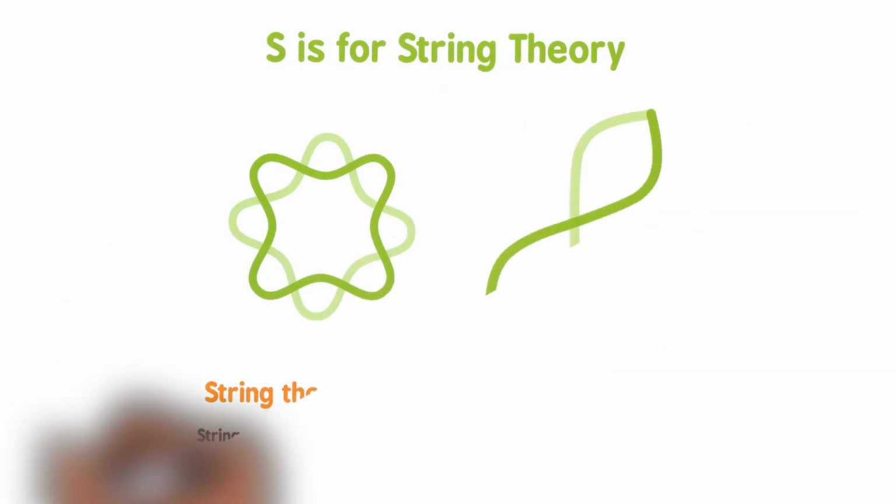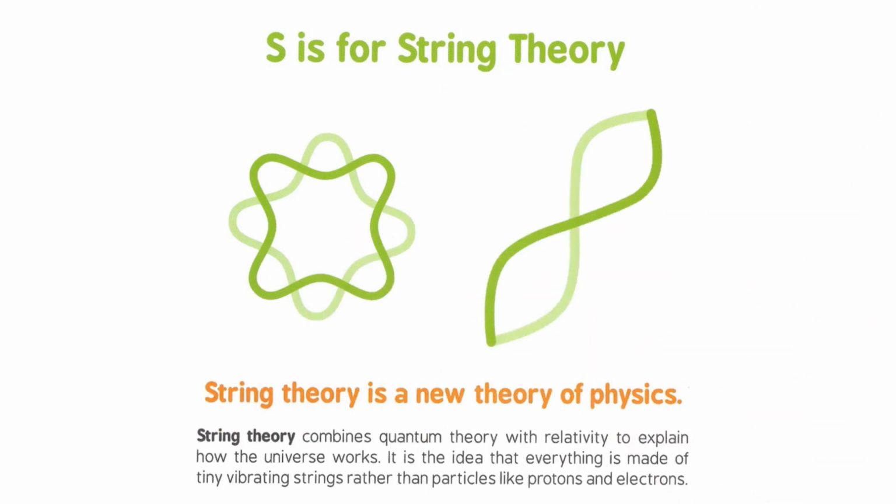S is for string theory. String theory is a new theory of physics. String theory combines quantum theory with relativity to explain how the universe works. It is the idea that everything is made of tiny vibrating strings rather than particles like protons and electrons.